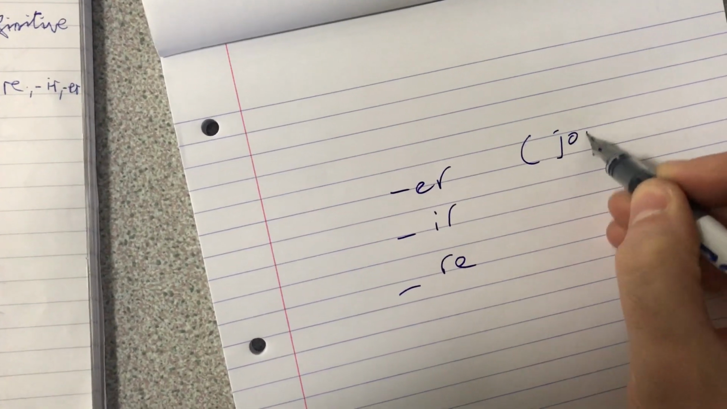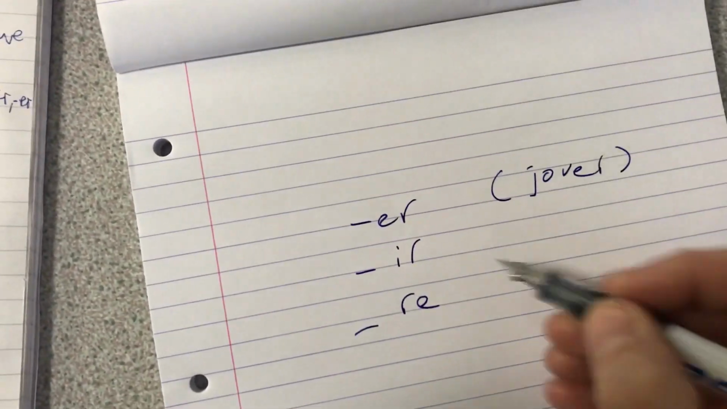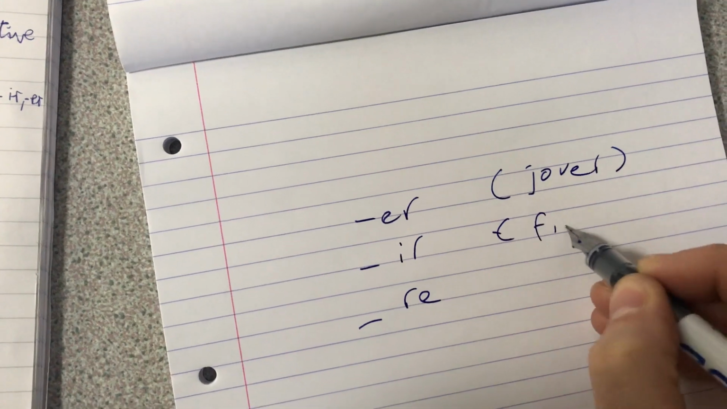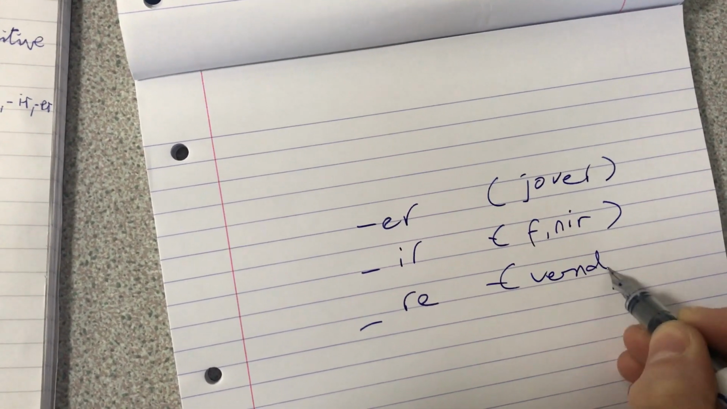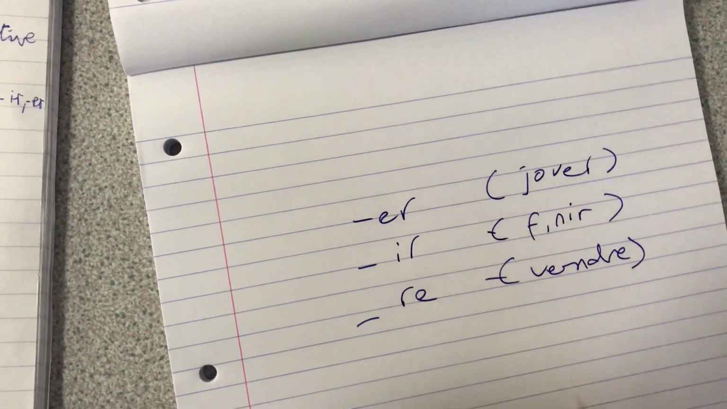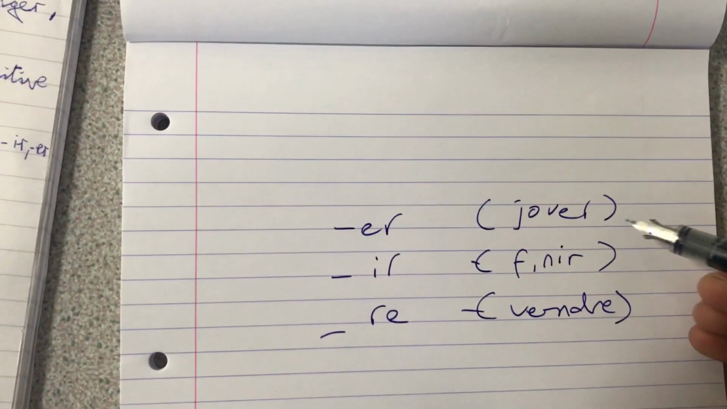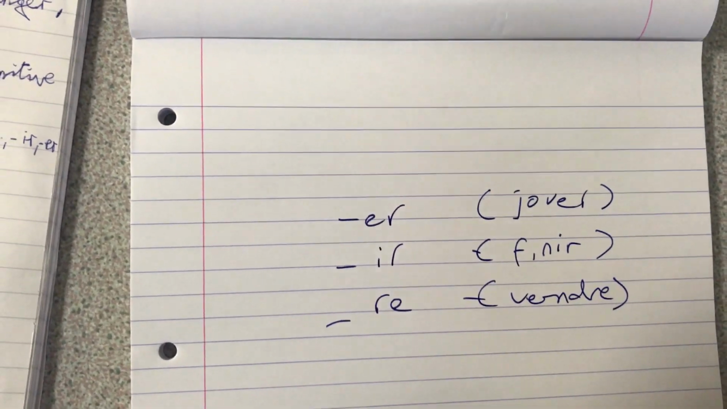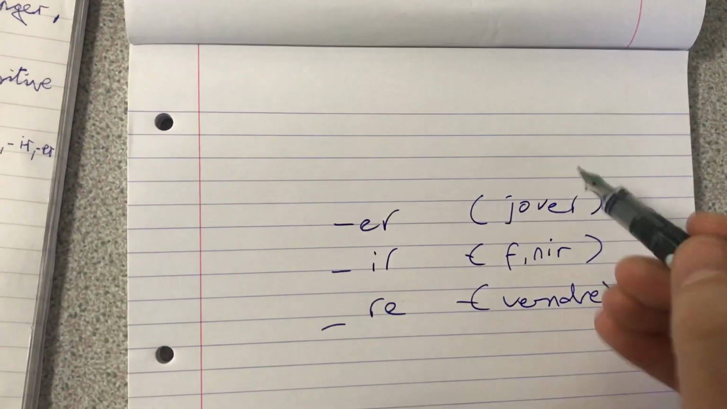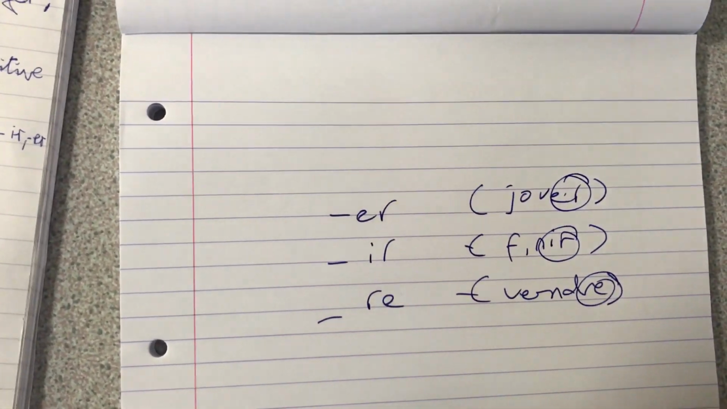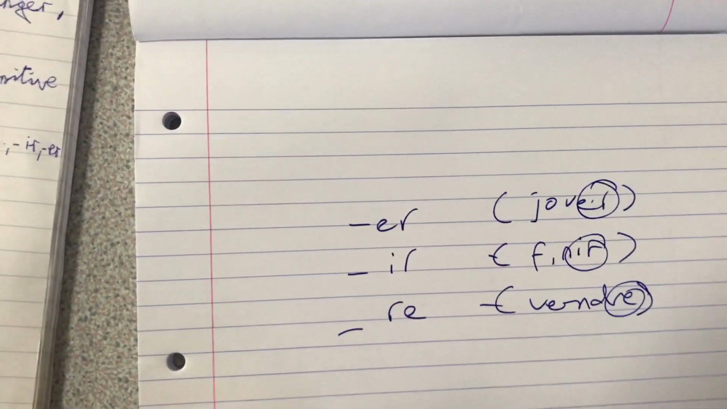Examples of these might be jouer, which is to play, finir, which is to finish, and vendre, which is to sell. So, jouer, to play, finir, to finish, and vendre, to sell. And often it's this ending that gives you the idea of to.